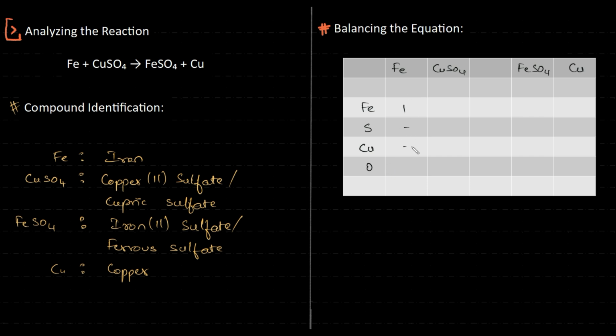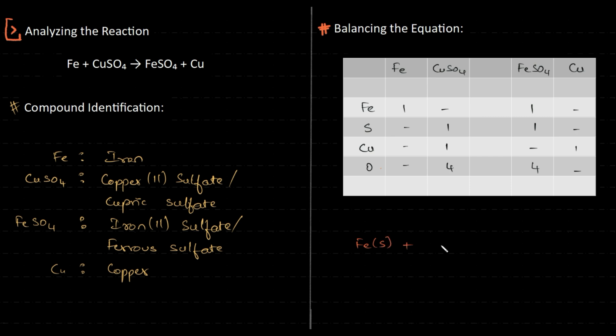This is 1. So in Fe, just Fe, one atom of Fe is there. CuSO4, CuSO4. In FeSO4, we have FeSO4, and in Cu we have, now it looks to be balanced, 4 4, everything else is 1 1 1. So it's balanced. So let me make it clear.